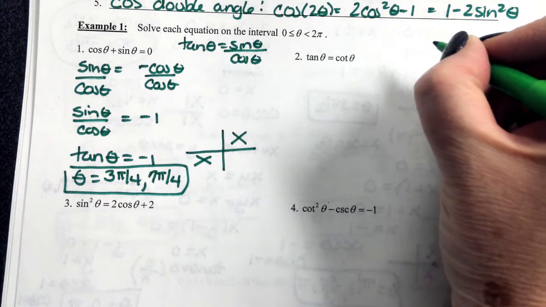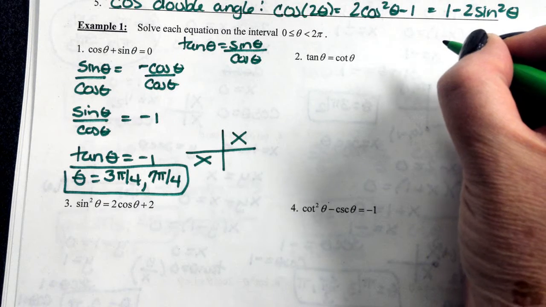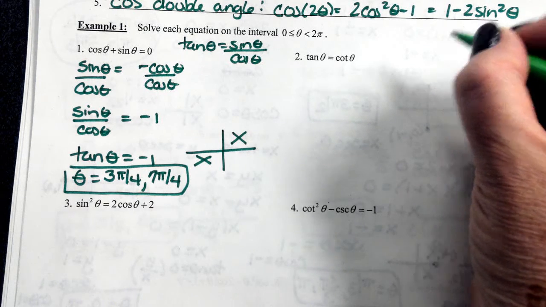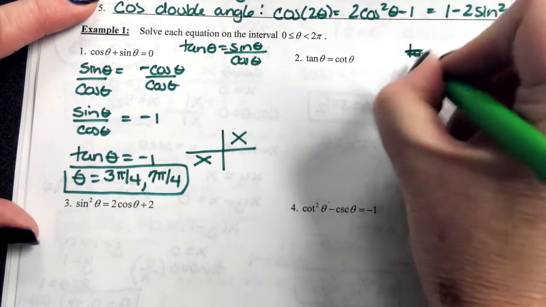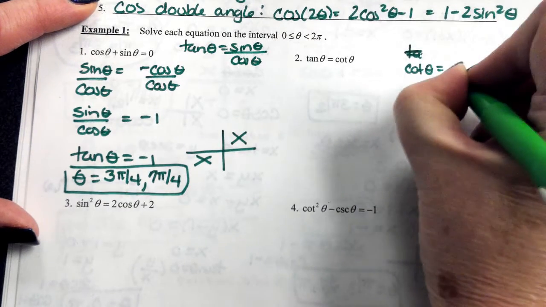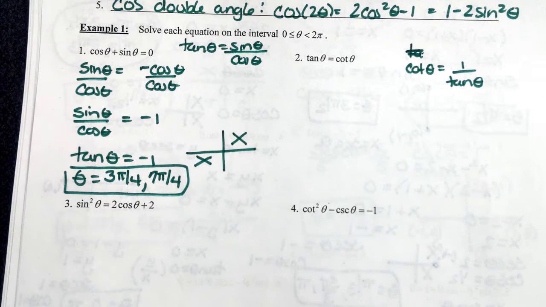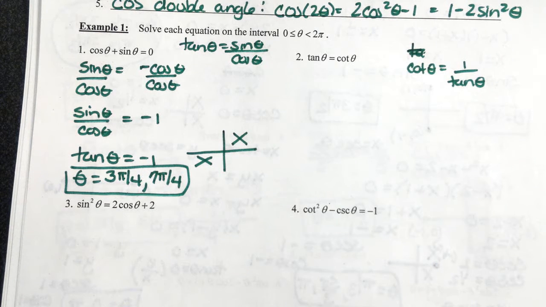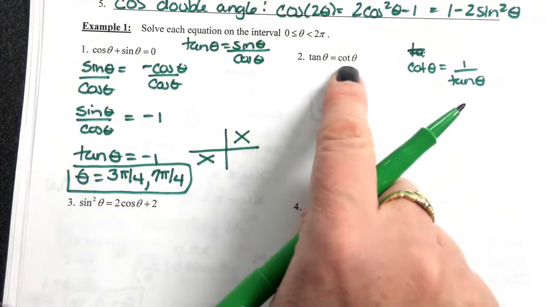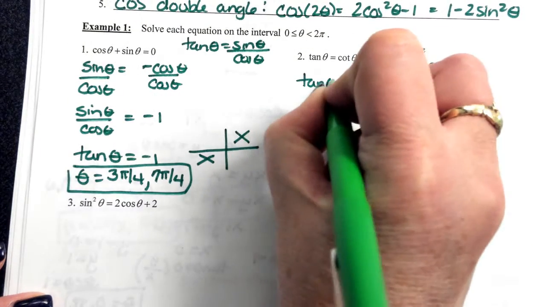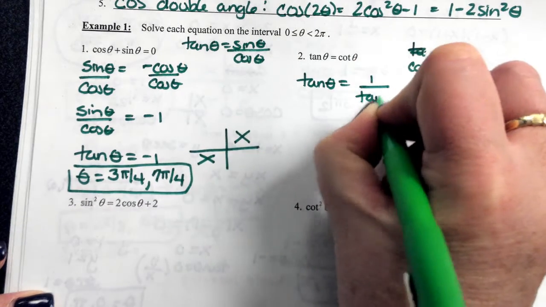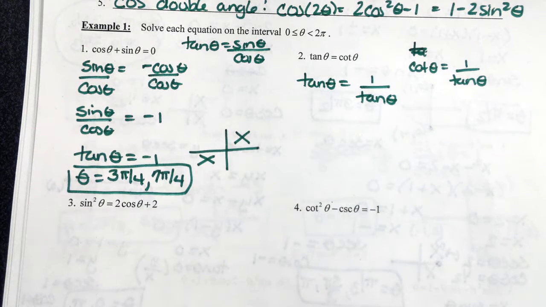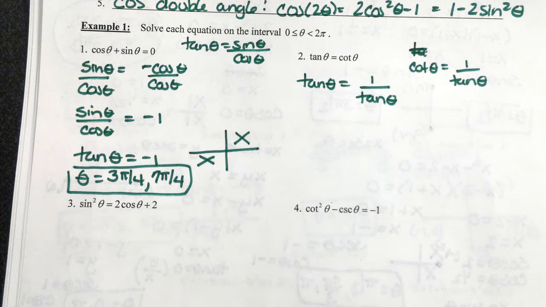Because again, does it matter if I change it into all cotangent or all tangents? No. It's an eeny, meeny, miny, mo. But remember, by your reciprocal identities, I know that cotangent of theta is equal to 1 over tangent. So then, again, like I said, if you wanted to change tangent into terms of cotangent, you could do that as well. So again, I'm going to change cotangent into 1 over tangent. Any thoughts on how I'm going to solve this equation?